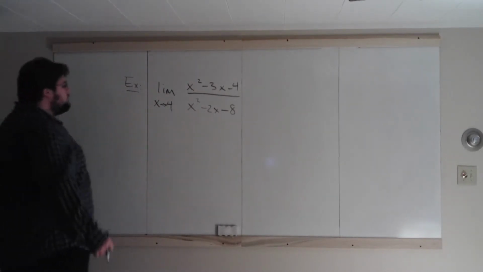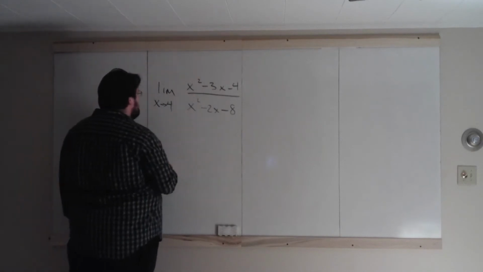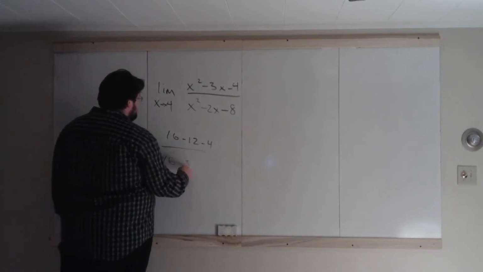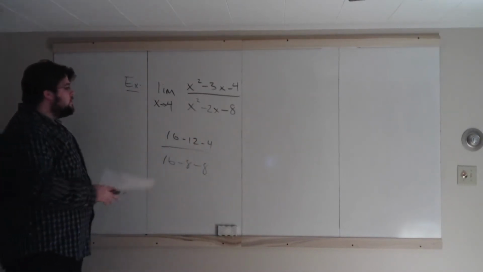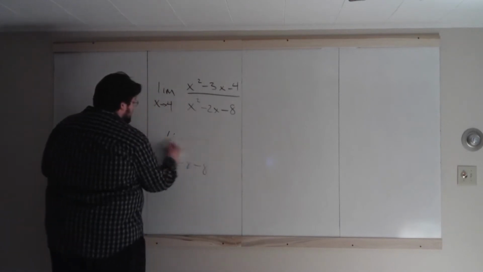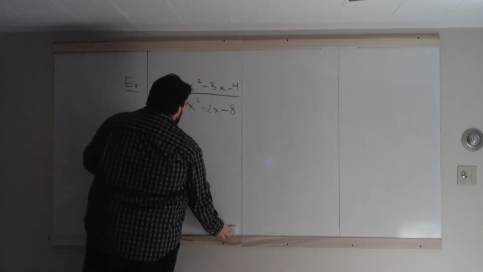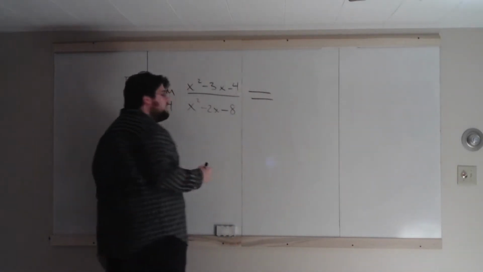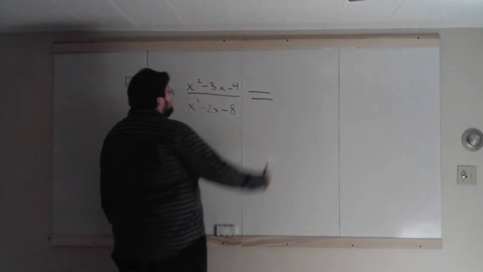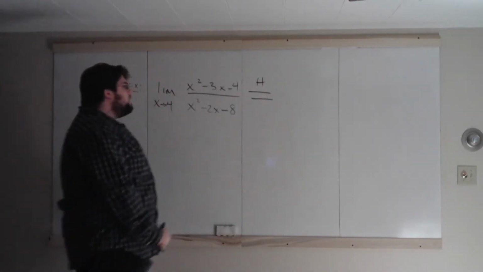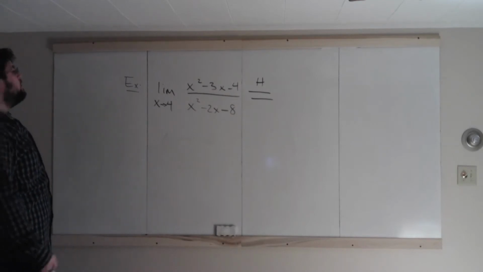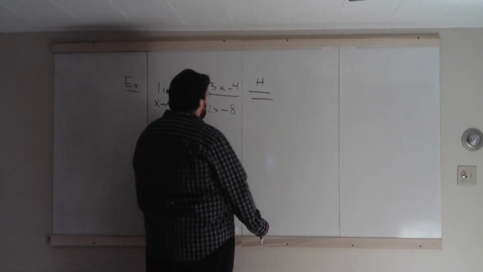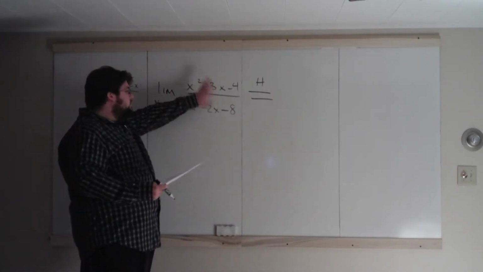So again, with computing limits, the first instinct is to try substituting and hope it works. Substitute, you get 16 minus 12 minus 4 over 16 minus 8 minus 8. So that's a 0 over 0. So here, I'm going to use L'Hopital's rule because we have something in the form 0 over 0. Each time we use it, I'm going to say that the equal sign is by L'Hopital's rule. And I'm going to do that by putting a little h over the equal sign to signify that we've used L'Hopital's rule. You could say h and then you could write 0 over 0. I'm just going to write h.